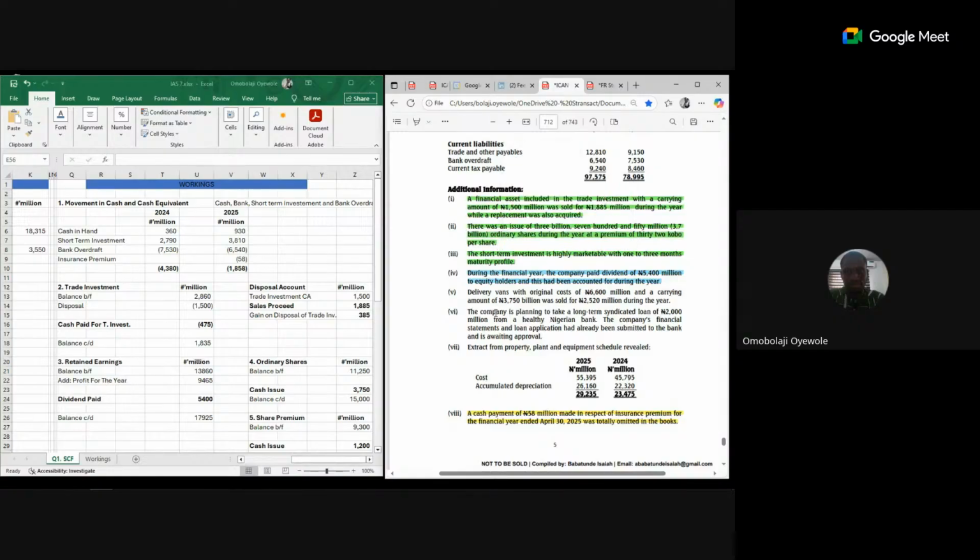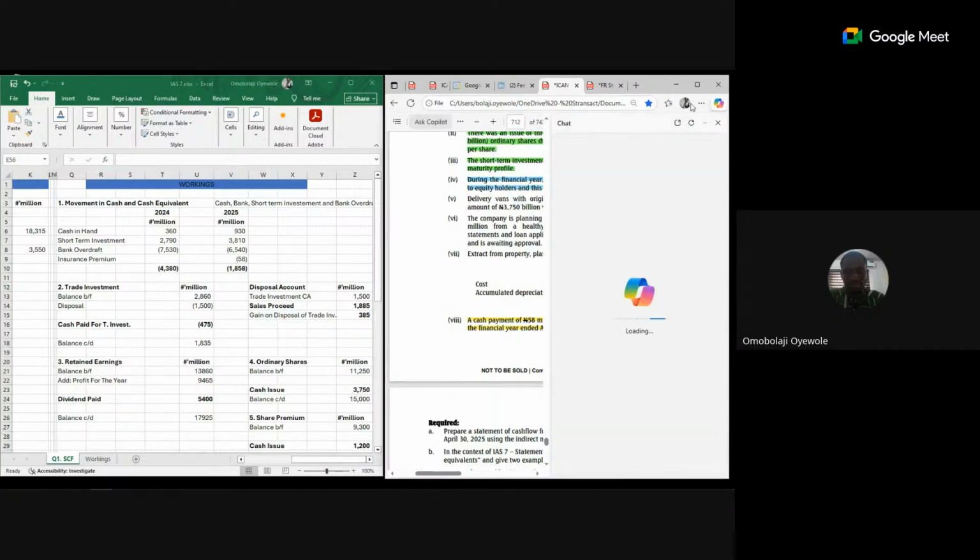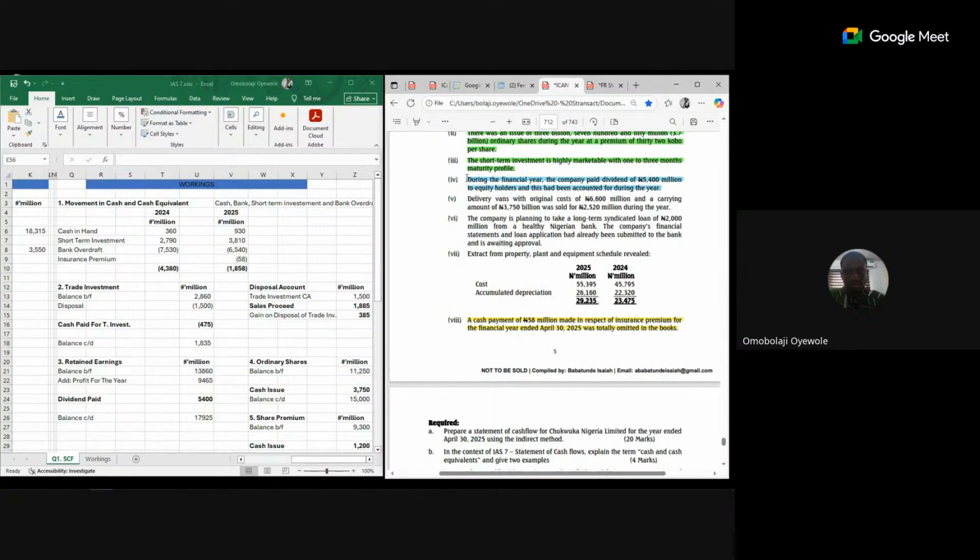Now the next one, they said delivery van with original cost. Highlight IV. Okay, now. Finish which IV? Number IV. I have highlighted it now. Let me use the green. It can't. You have to change it to normal white. Yes, click them.